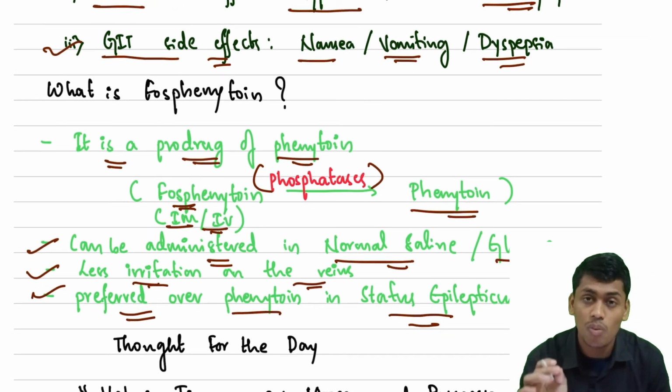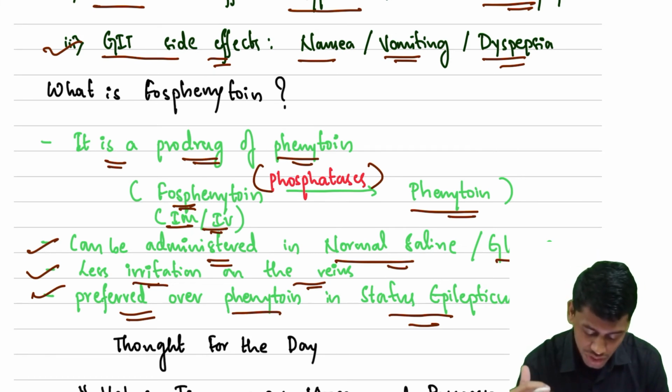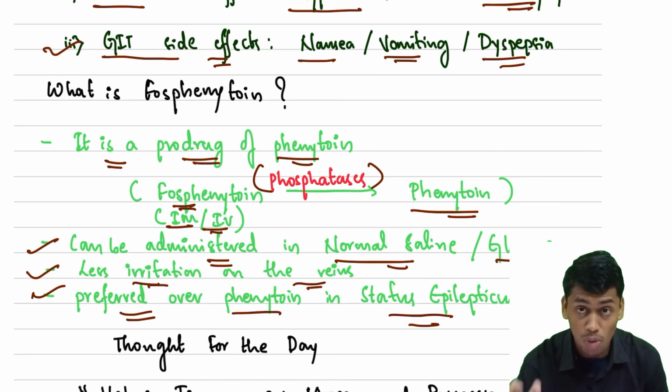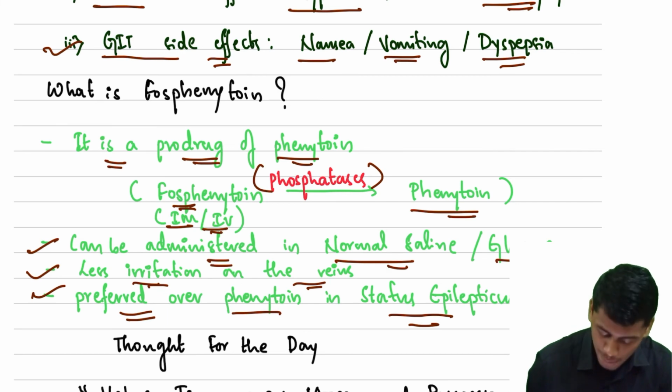So they might ask what is fosphenytoin and what are its advantages over phenytoin. You have to remember, fosphenytoin is a prodrug of phenytoin. It can be given either IM or IV. It is converted to phenytoin by phosphatases. It can be administered in normal saline and glucose. It has less irritation on the veins compared to phenytoin, and it is preferred over phenytoin in status epilepticus.